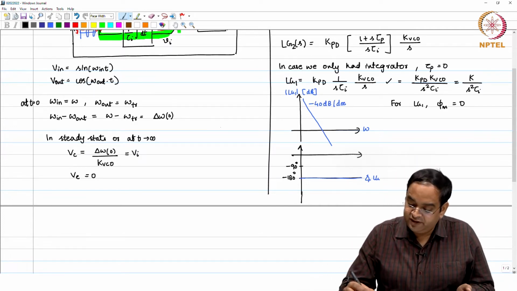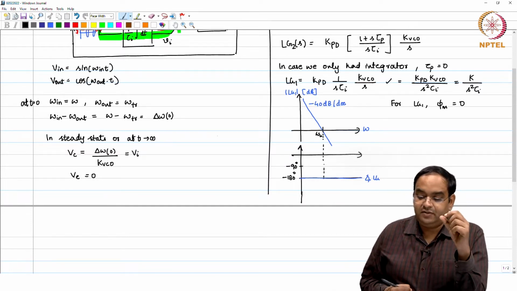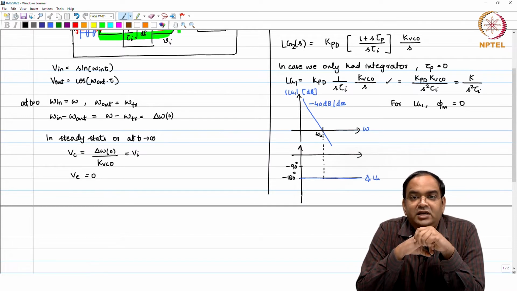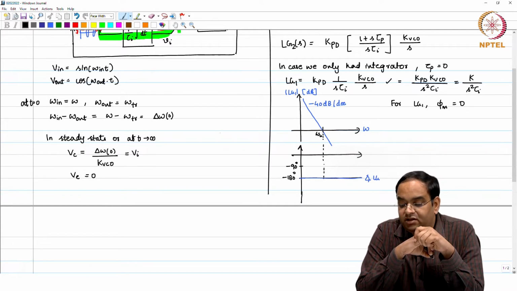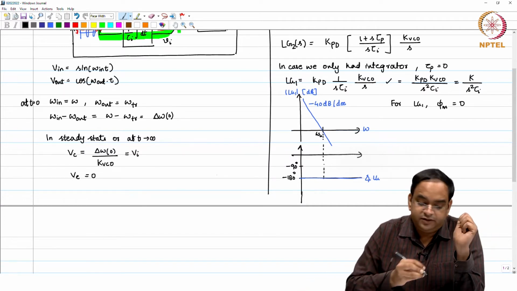How do we look at the phase margin? We look at the phase margin at the unity gain frequency. What is the phase, how far is your phase from 180 degree at unity gain frequency? That is how we measure the phase margin. The phase is always 180 degree, so the phase margin is 0.